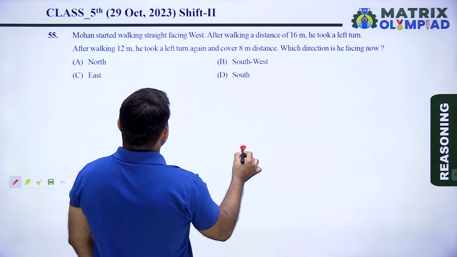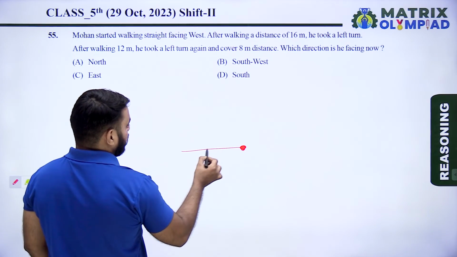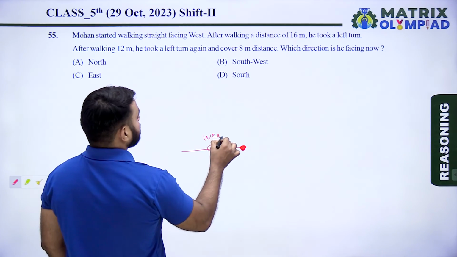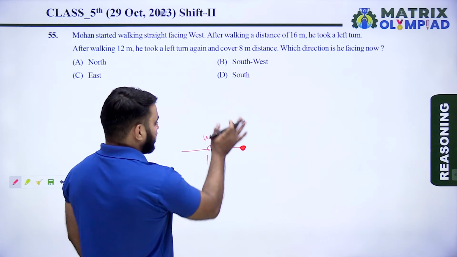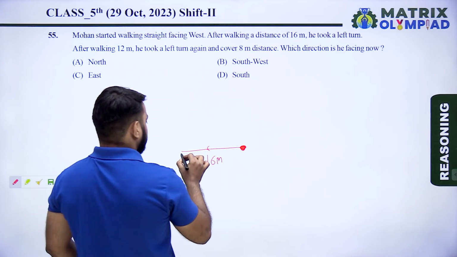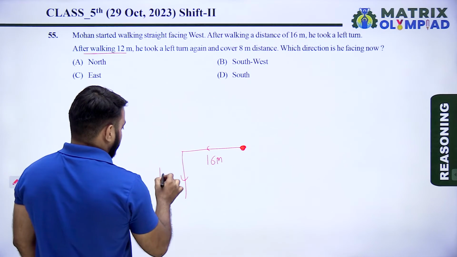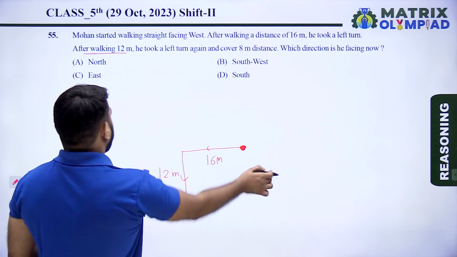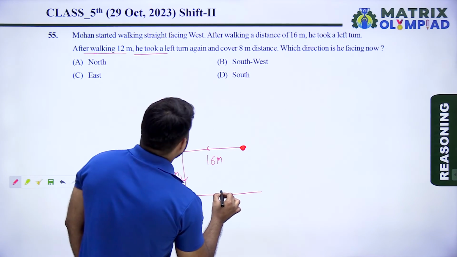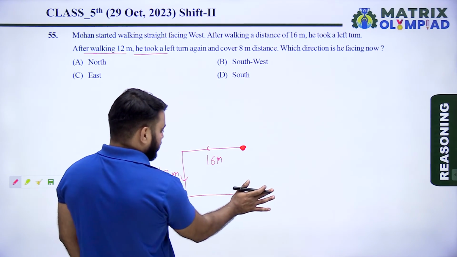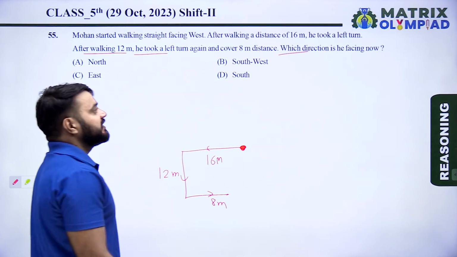So according to the question, Mohan started walking straight towards the west direction. After walking a distance of 16 meter, he took a left turn. And after walking 12 meter, he took a left turn again and covered 8 meter. So which direction is he facing now?